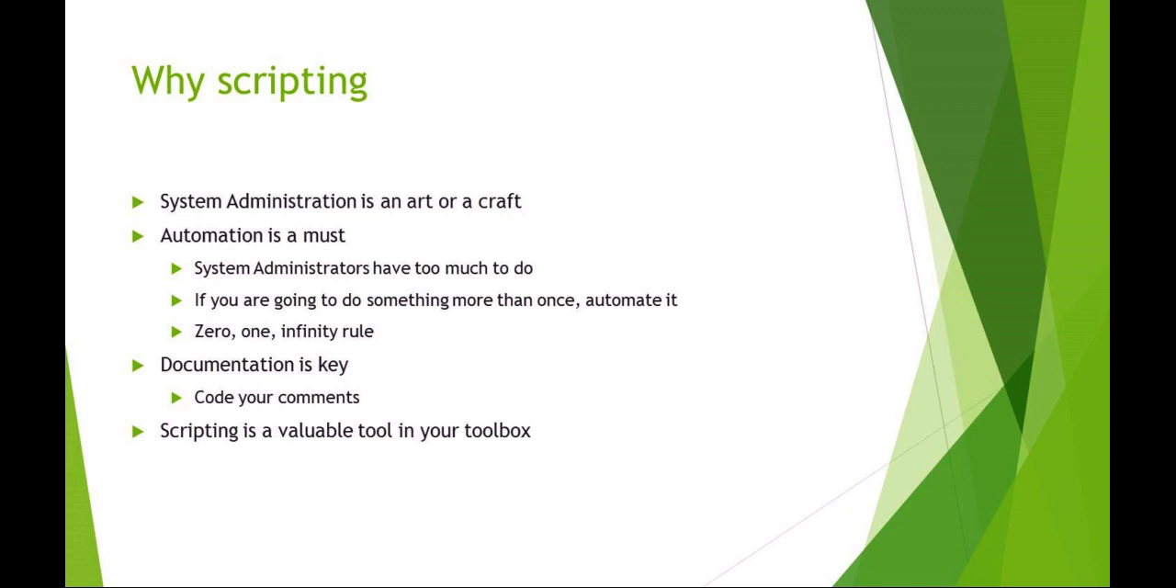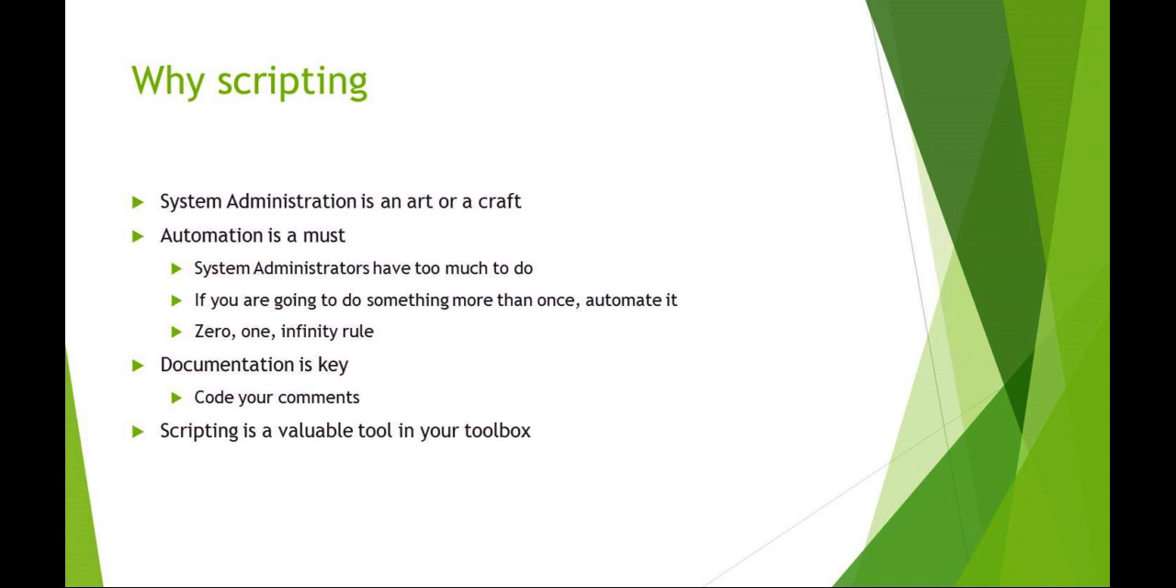And I really like this new idea of the 0-1 infinity rule. This is where if you're going to do something 0 times, fine. You're just not going to do it. If you're going to do something 1 time, it's a complete one-off, okay. But quite frankly, once you do something once, you're probably going to have to do it more than once. And how many times? Well, it could be up to infinity times. So if you're going to do something more than once, you gotta automate it. And really the easiest way to do that is with a script.